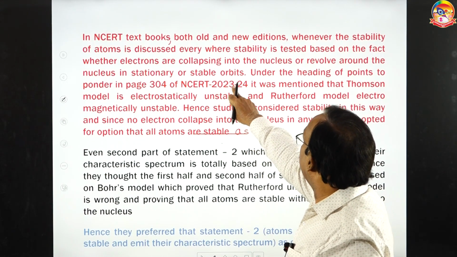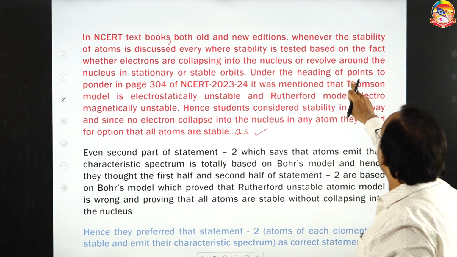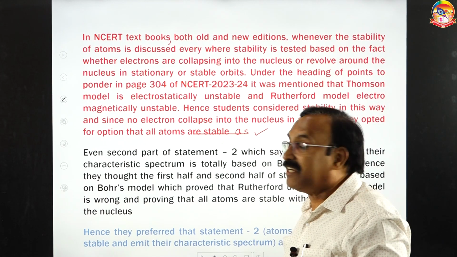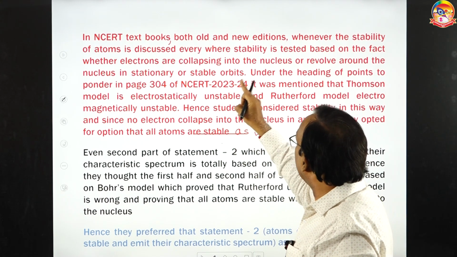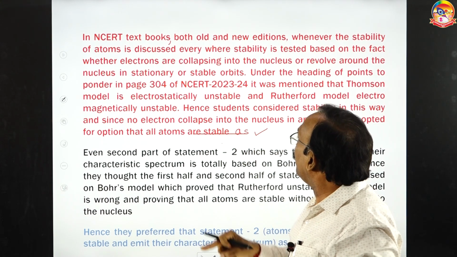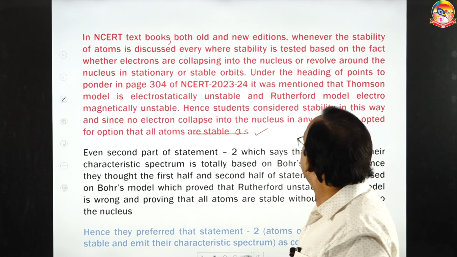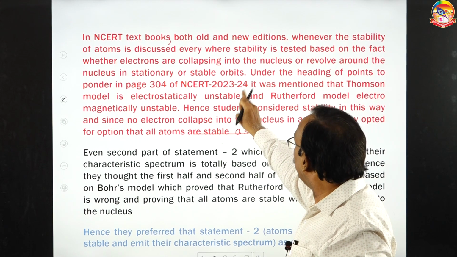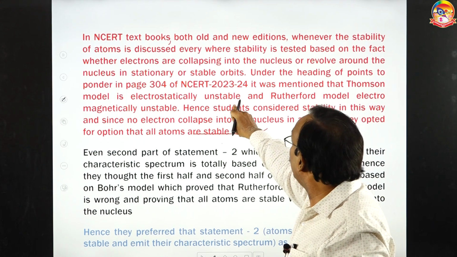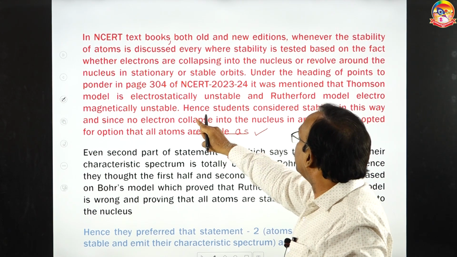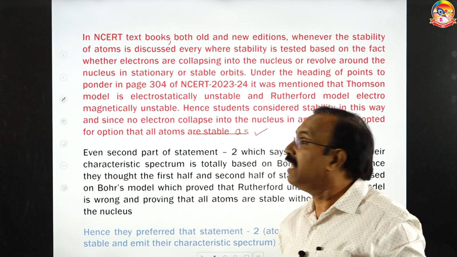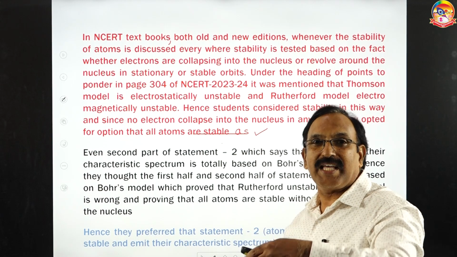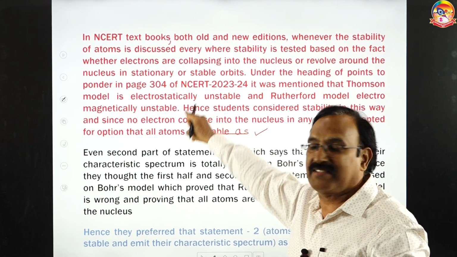In NCERT textbooks, both the old and new editions, whenever the stability of atom is discussed, everywhere stability is tested based on whether the electrons are collapsing into the nucleus or revolving around the nucleus in stable orbits. Under the heading of points to ponder, on page 304 of NCERT, in both the old and new editions, it was mentioned that the Thomson model is electrostatically unstable and the Rutherford model is electromagnetically unstable. So they are talking about stability in terms of these things.